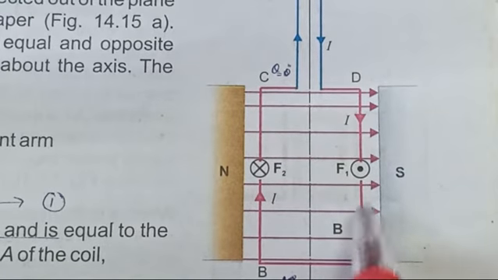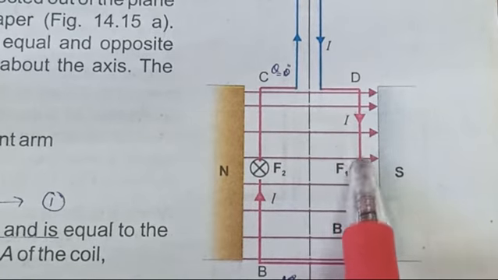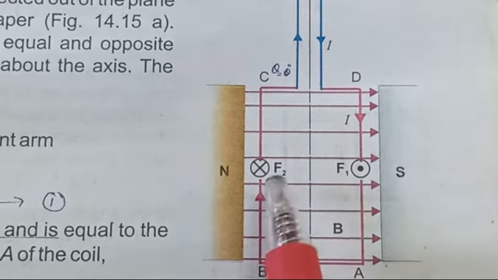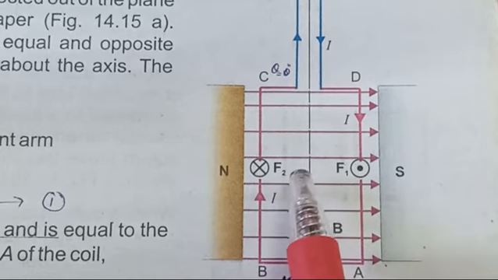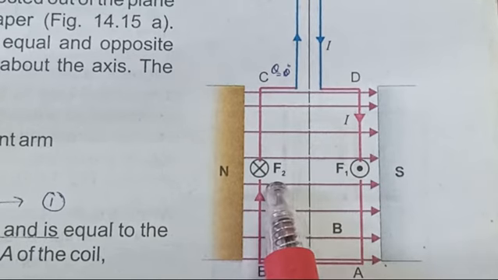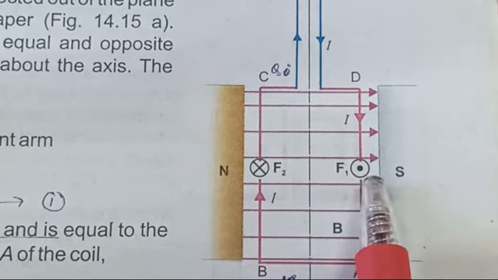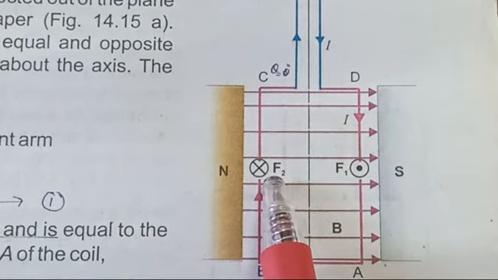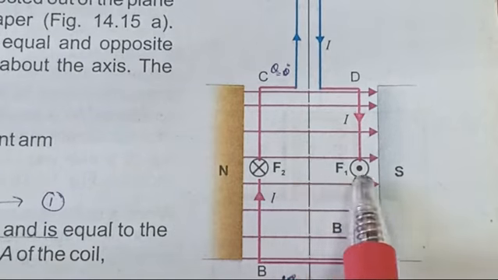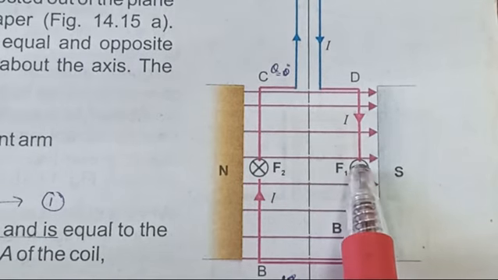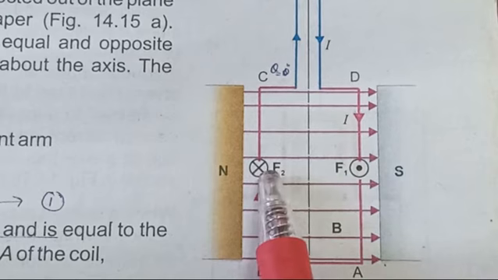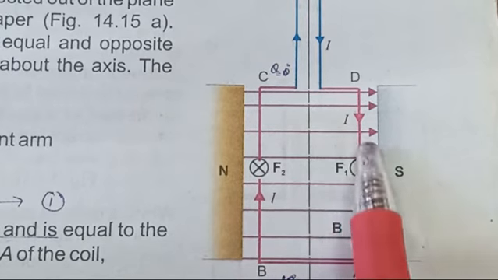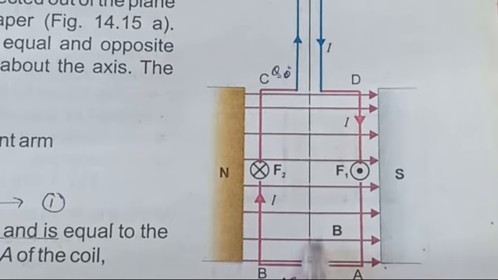And dear students, it can be clear that the force F1 is directed out of the plane of the paper and F2 is going into the plane of the paper. Therefore, F1 is coming towards you and F2 is going away from you. They are equal to each other but opposite in direction. F1 is in the outward direction, F2 is in the inward direction. So they form a couple which tends to rotate this rectangular coil about its axis.